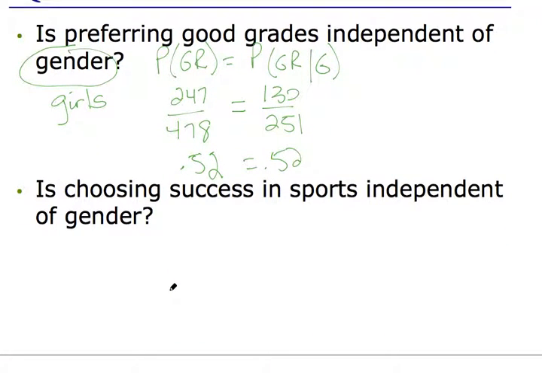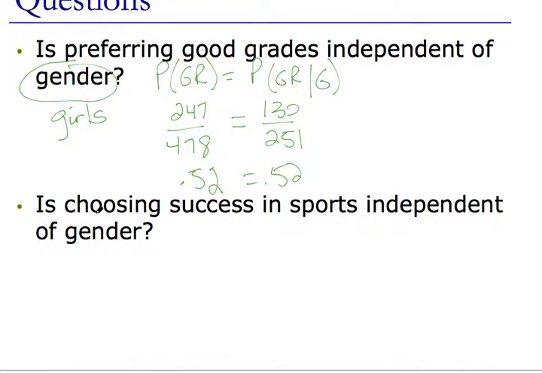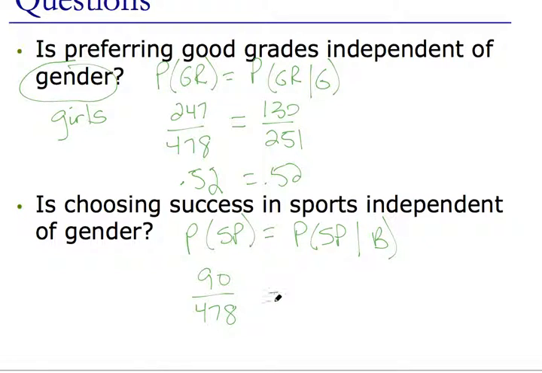Okay, so choosing success in sports, is that independent of gender? Same question. Is the probability of sports equal to the probability of sports given that the person is a boy? And again, we could have picked girls. It doesn't matter, because if it's independent on one, it's going to be independent on the other. Looking at the chart, the probability of sports is 90 over 478, and the probability of sports if you're a boy is 60 over 227.